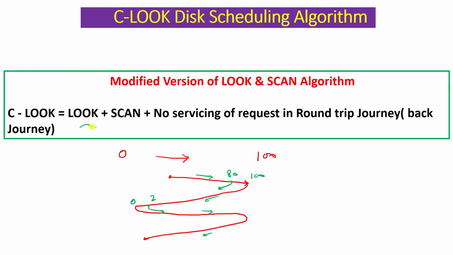All these things will be present in CLOOK, but we will not service the requests in the back journey. What does it mean that we are not going to service requests in the back journey? This is somewhat related to our previous algorithm. In CSCAN, we saw the same thing, that we were not servicing the requests in the return journey. So let's start with our example, and with its help we will understand what this means and better analyze this algorithm.